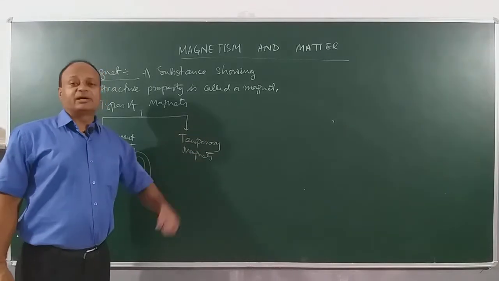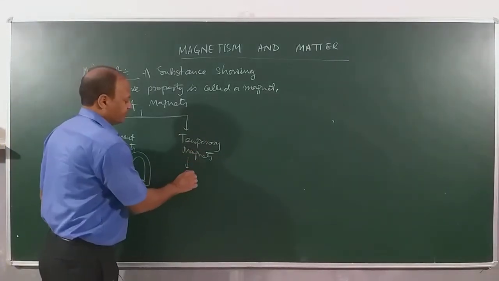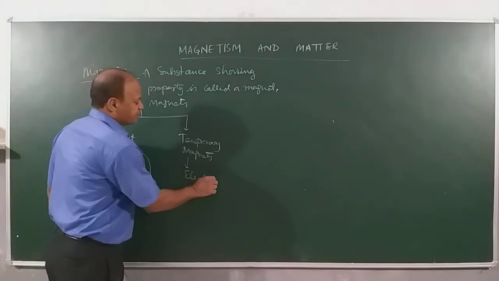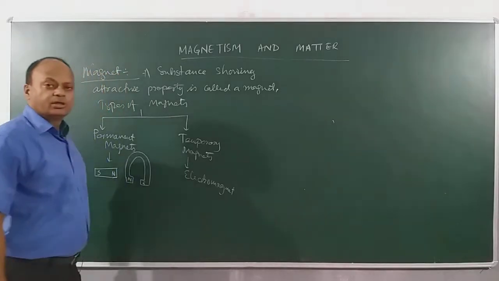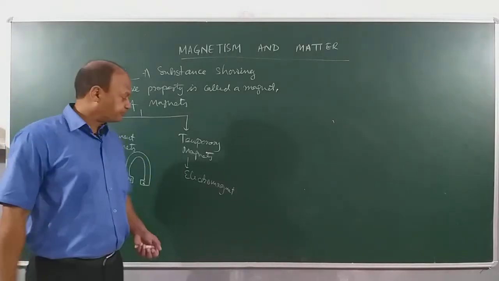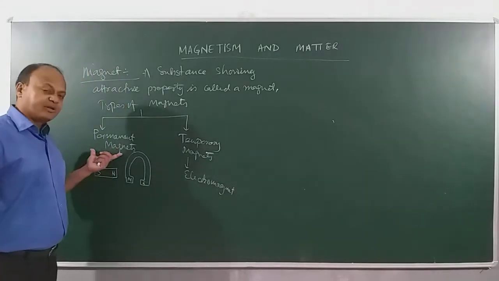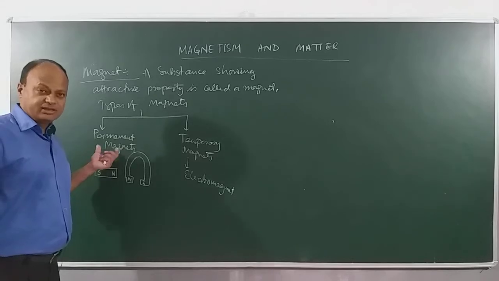Then you have temporary magnets. Temporary magnets are basically what? Electromagnets. And children, we will discuss these magnets in detail when we discuss magnetic effects of currents. Clear? So we will be discussing this chapter about magnets which are permanent in nature, right?